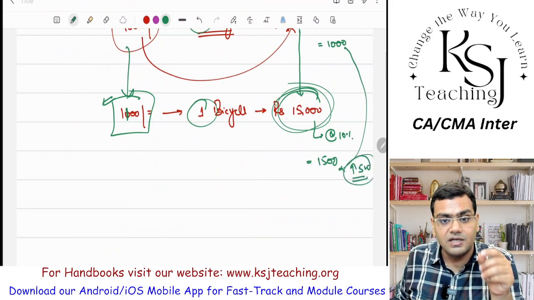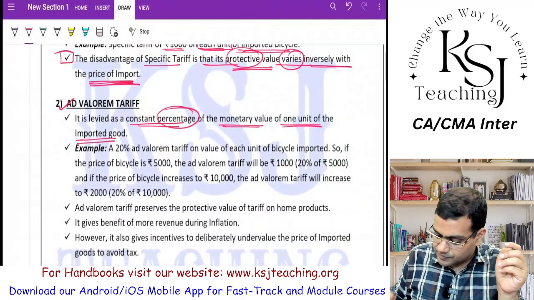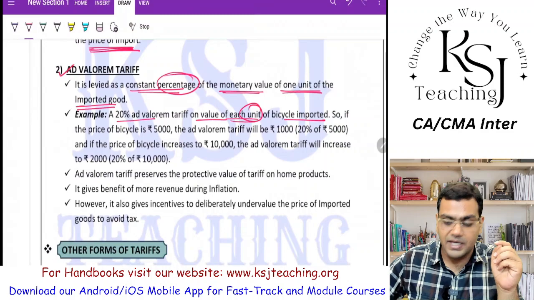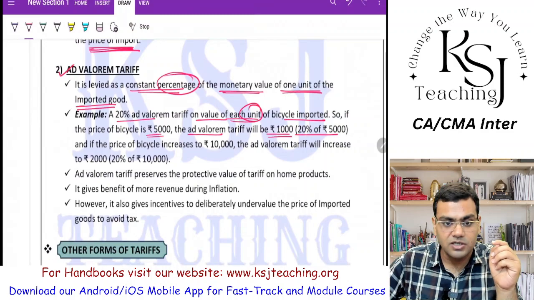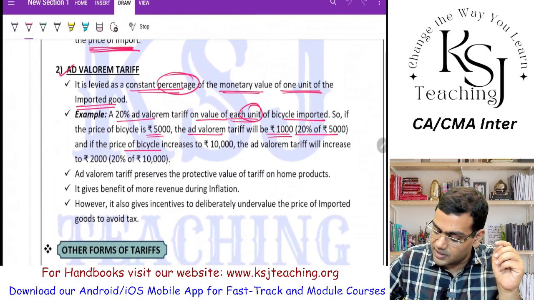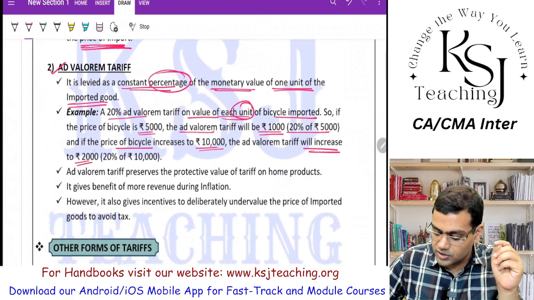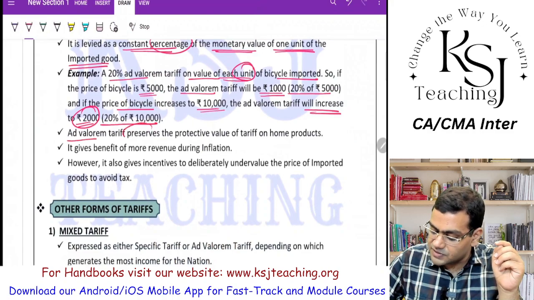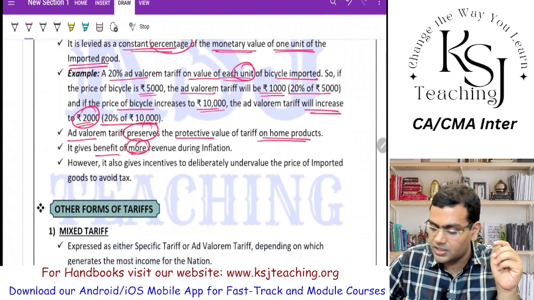So the problem with the specific tariff is resolved here if you have the value. A 20% ad valorem tariff on the value of each unit of the bicycle imported. So if the price of bicycle is 5,000 rupees, the ad valorem tariff will be 1,000, that is 20% of 5,000. If the price of bicycle increases to 10,000, the ad valorem tariff will also increase to 2,000 rupees, that is 20% of 10,000. Ad valorem tariff preserves the protective value of the tariff on home products. It gives benefit of more revenue during the inflation.